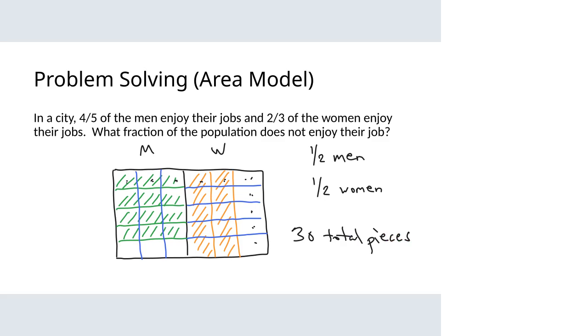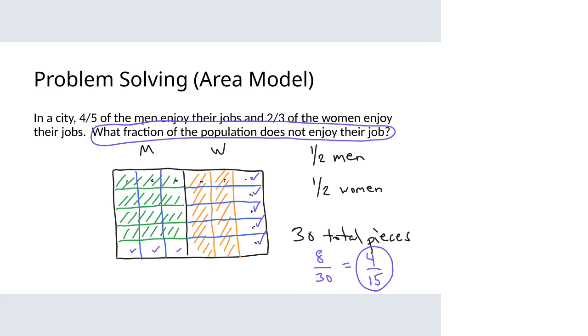So I have 30 total pieces in my diagram. The question said, what fraction of the population does not enjoy their job? Well, out of those 30 pieces, the people that don't enjoy their jobs would be 1, 2, 3, 4, 5, 6, 7, 8. So what fraction does not enjoy their job? 8 out of 30. We could reduce that and say 4/15 of this population does not enjoy their job.